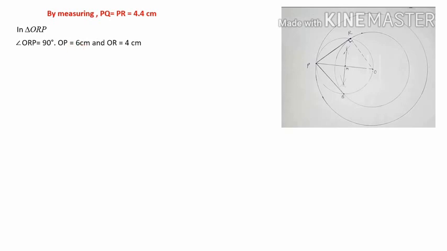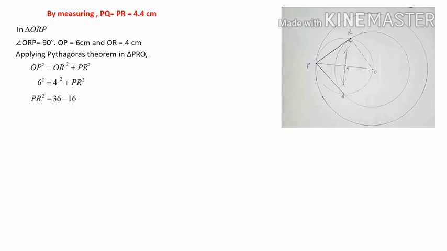OP is 6 centimeter. OP is the radius of the outer circle, that is 6 centimeter. OR is equal to 4 centimeter, that is the radius of the inner circle. Applying Pythagoras theorem in triangle PRO, PRO is a right angle triangle, so you can easily apply the Pythagoras theorem. The hypotenuse is opposite the 90 degree angle. This is 90 degree, the opposite side is OP. So OP square is equal to the sum of the squares of the other two sides, PR square plus OR square. So OP we have got 6, OR we have got 4, PR is the unknown quantity we are going to calculate.